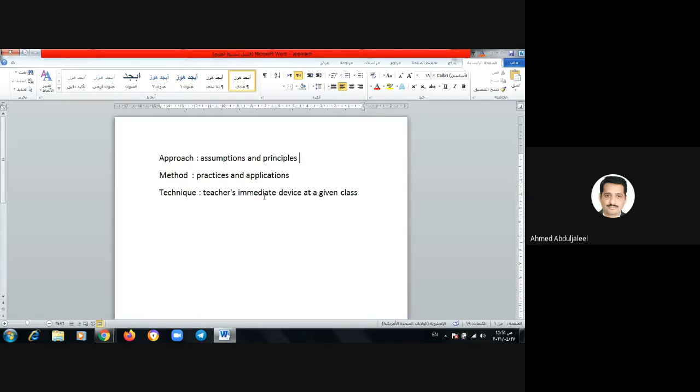And when we say device, what does it mean? Teacher's immediate device. The technique is related to the teacher. And here, when we are talking about device, it means the way that the teacher can present an activity in a class. Of course, when we talk about this, it is not clear, but when we have a lesson and different activities, what are these activities? For example, pronunciation, grammar, passage, paragraph writing. These are different activities, and each activity needs a number of techniques. These techniques are the ways that the teacher represents the activity.